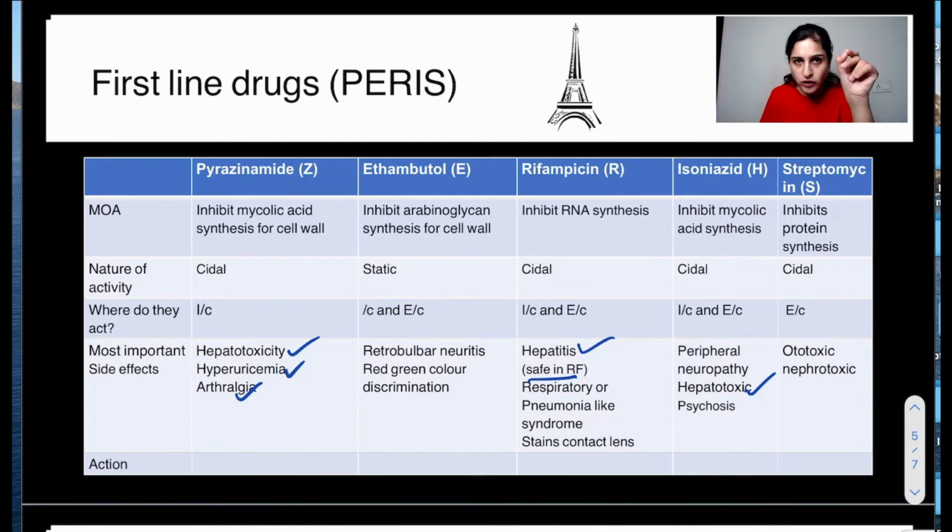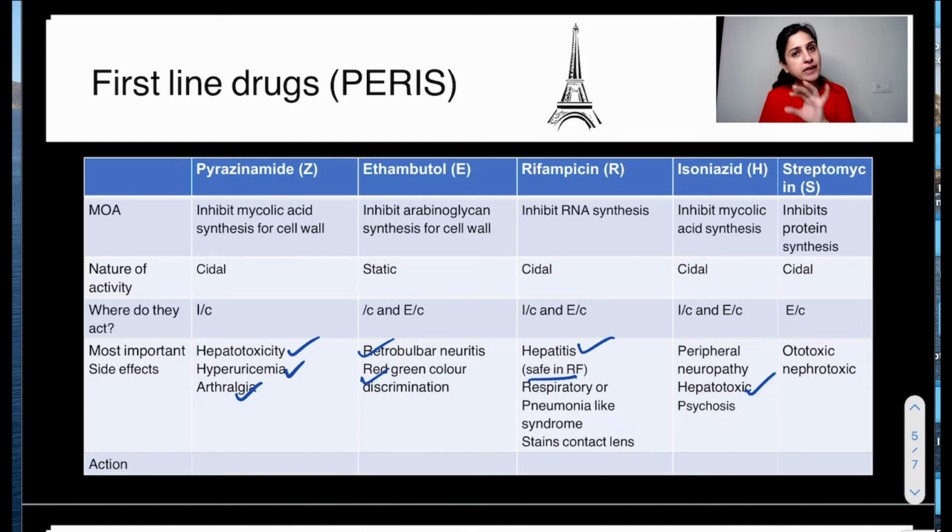Ethambutol, remember E for ethambutol, E for eye. A lot of eye-related complications are common with ethambutol. So retrobulbar neuritis, or sometimes you will see optic neuritis. It is associated with that. Then red-green color discrimination: the patient cannot discriminate between red and green color. So these are the two things, both eye-related. Eye-related toxicity is mostly seen with ethambutol. E for ethambutol, E for eye.